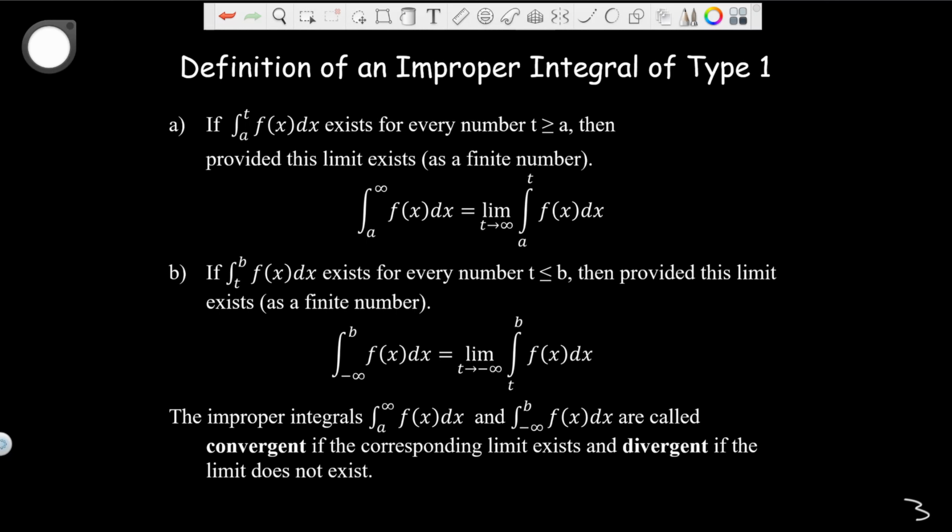If the limit exists and is a finite number, then we say that the integral converges towards that number. The improper integrals from a to infinity and negative infinity to b are called convergent if the limit exists. If the limit does not exist, it's trash, it's garbage, we throw it away. It is divergent, the limit does not exist.